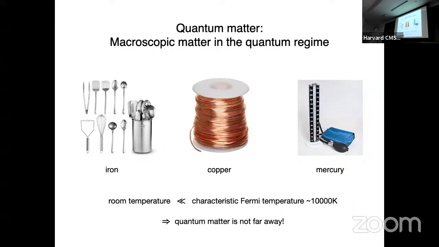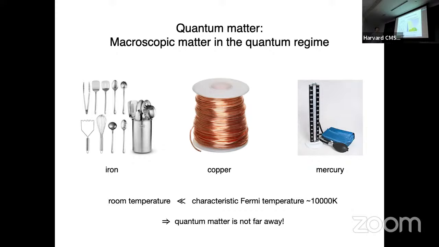For example, these utensils contain iron. The wire is made of copper. And the blood pressure gauge contains mercury. These are all macroscopic systems because they are made of many, many atoms. And they are also in the quantum regime because they have Fermi temperatures of the order of 10,000 Kelvin, which are much larger than room temperature. So even at room temperature, they are approximately in their zero temperature quantum ground states, and we have to use quantum physics to understand them. So these examples tell us that quantum matter is not far away.